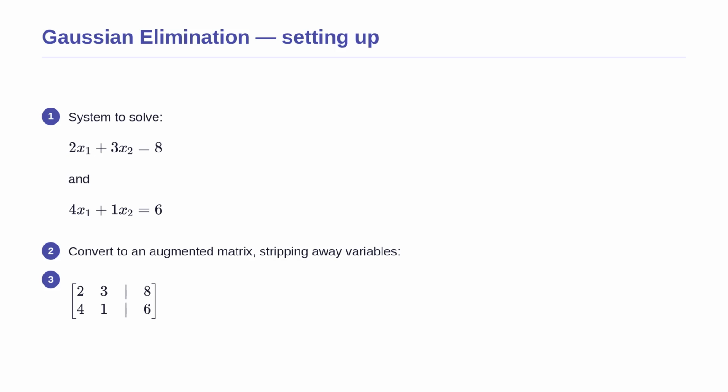Let us see Gaussian elimination in action with a slightly harder system. We want to solve a system where 2 times x1 plus 3 times x2 equals 8 and 4 times x1 plus 1 times x2 equals 6. Our first step is to convert these equations into an augmented matrix. We strip away all the letters and equal signs. The first row becomes 2, 3, and 8. The second row becomes 4, 1, and 6. The vertical line simply acts as a visual separator, taking the place of the equal signs. By writing it this way, we save time and keep the numbers perfectly organized for systematic manipulation.